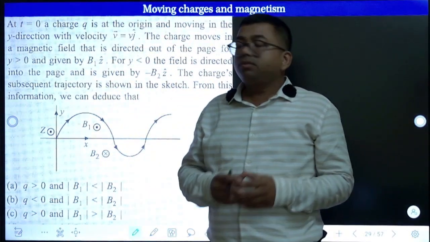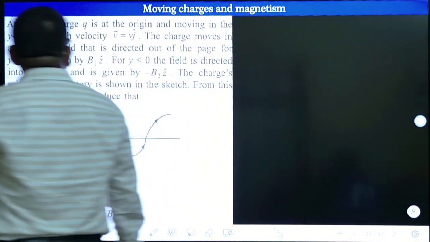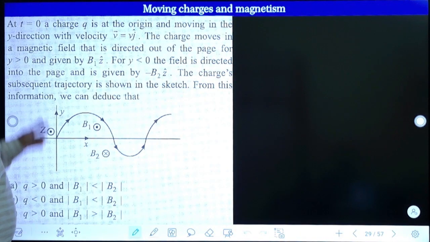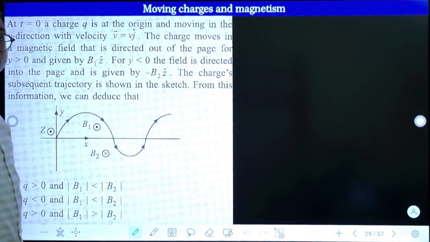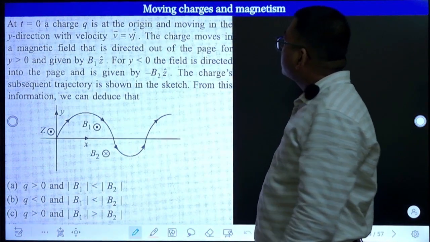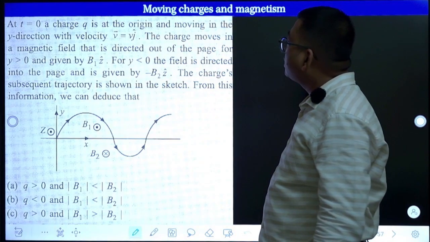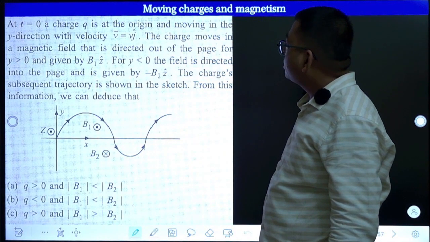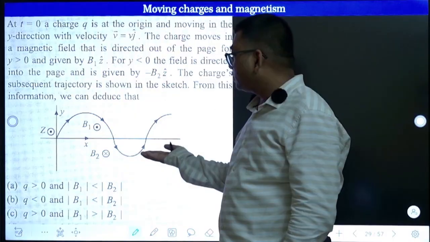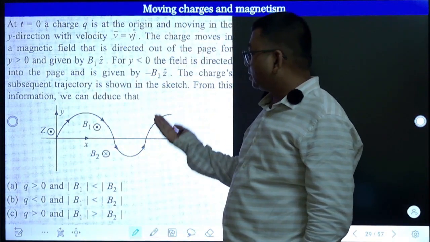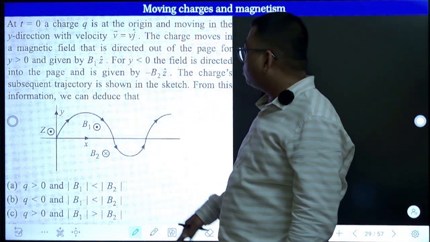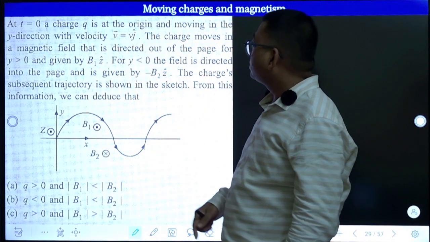Let us try this question. At time 0, a charge q is at the origin. Suppose there is a charge at the origin moving in the y direction, so it is going upward with some velocity given in the question, right? Then the charge moves in a magnetic field that is directed out of the page for y greater than 0, that means above this xz plane, the field is coming outward, dot, and for downward the field is going inside, directed inside.